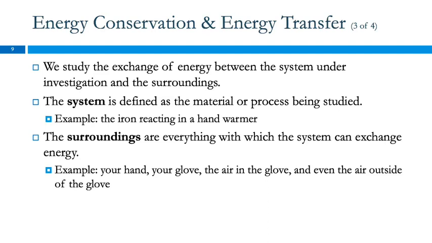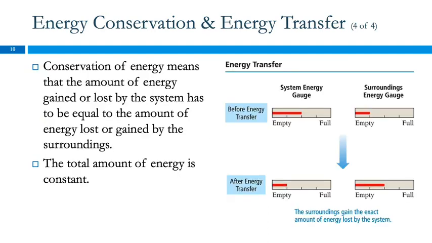So the immediate surroundings would be your hand, the glove, the air in the glove, and even the air outside the glove. But technically it's the rest of the universe. This reaction occurring in a hand warmer is probably not going to affect the temperature of the air in San Francisco because that's too far away. But we just say the rest of the universe so that we don't have to draw lines of where we're going to stop, right? So the system and the surroundings. The system's what we're interested in, the surroundings is everything else.